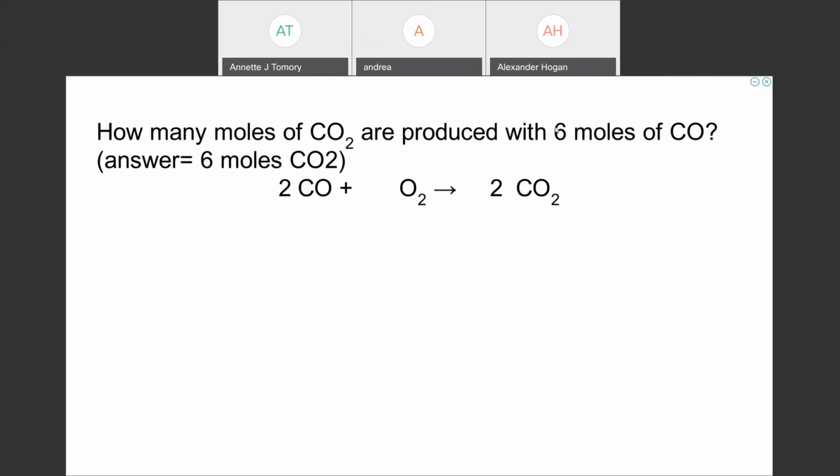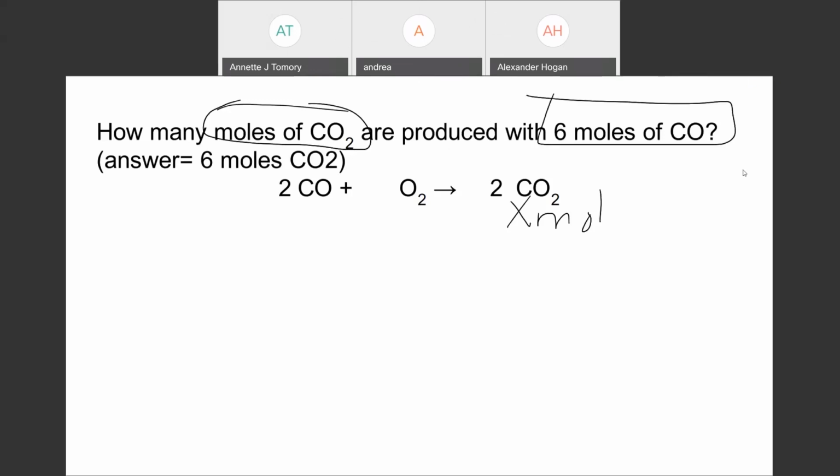Okay, so you see how it says moles of CO2? That's a clue that you're going to do a conversion here. We're going to go from moles of CO2. We're looking for this. Are produced with 6 moles of CO.